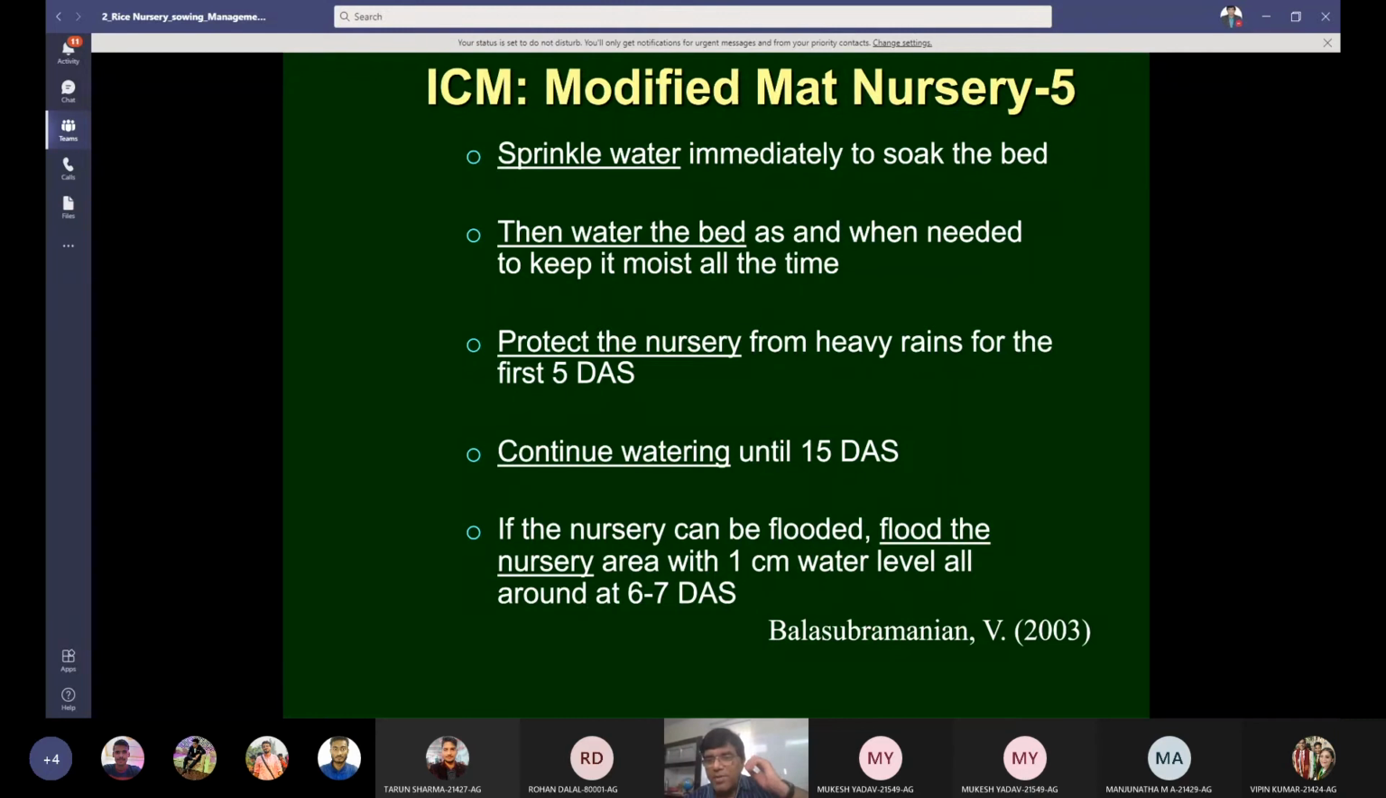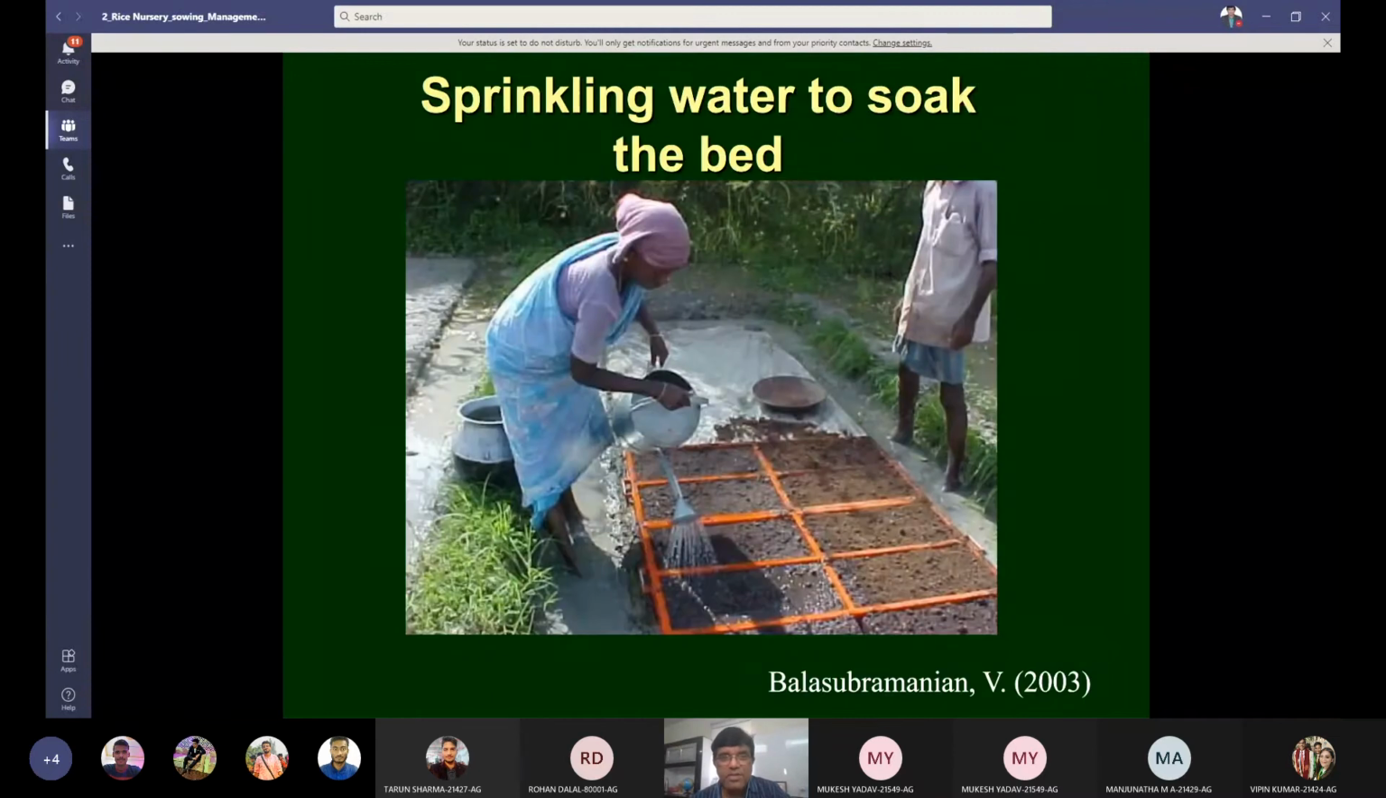Protect the nursery from heavy rains for the first 5 days. Continue watering until 15 days after sowing. If the nursery can be flooded, flood the nursery area with 1 centimeter water level all around at 6 to 7 days. Now you see, this is how water can be given in the beginning, and your seeds are inside the soil. Many times bird damage is also there. To avoid bird damage and so that the seed also gets good moisture, you can mix this seed in the 1 to 3 centimeter top layer.